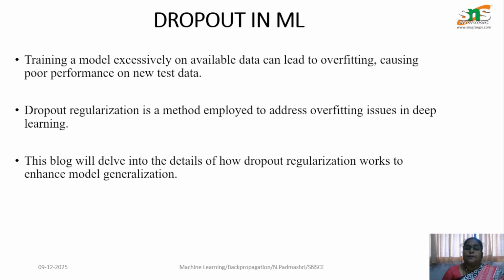Whenever we train a model on the available data, that causes overfitting, causing poor performance on the test data. So dropout regularization is a method we use to address the overfitting problem. This is mainly used in deep learning, which we use to train the neural network. This video mainly reveals how dropout regularization works and how it enhances a model's generalization.